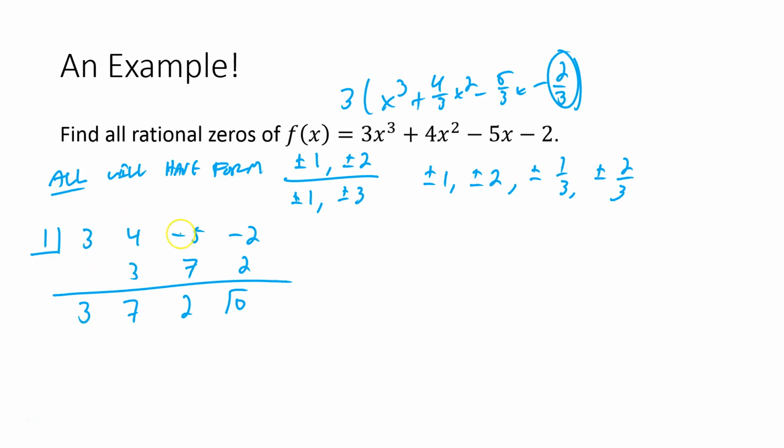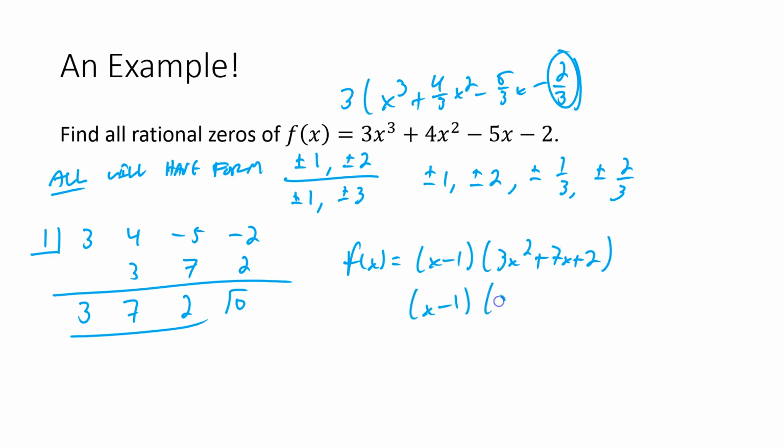So 3, I just want to make sure it's actually worked. Yep, 2, yep. Okay, so what I know now is that f of x is equal to x minus 1 times 3x squared plus 7x plus 2, right? Because we get those coefficients from the bottom of the synthetic division right here. So now let's see if we can factor. Because we now have a quadratic, I can see if I can factor the rest of it.